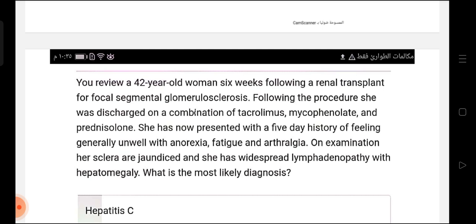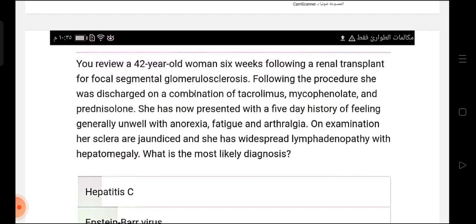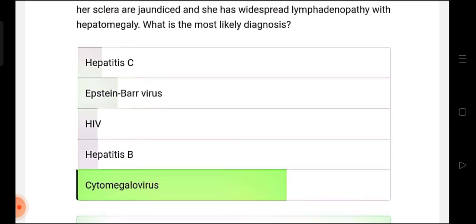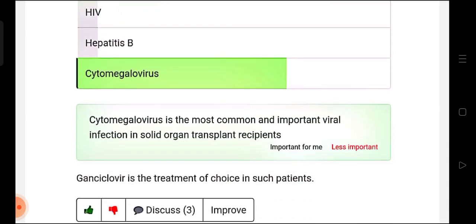So this 42-year-old woman, 6 weeks after renal transplant, received a combination of tacrolimus, mycophenolate, and prednisolone. She now has anorexia, fatigue, arthralgia, and jaundice. The most common cause of these manifestations is cytomegalovirus. It is associated with immunosuppression after kidney transplantation. Cytomegalovirus is the most common and important viral infection in solid organ transplant recipients. The treatment of cytomegalovirus is ganciclovir.